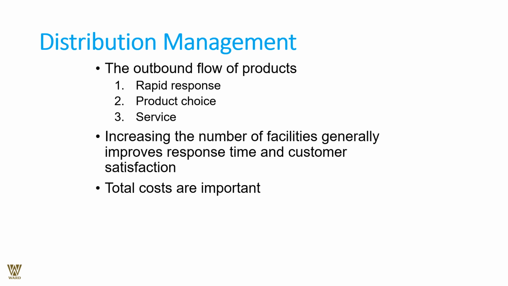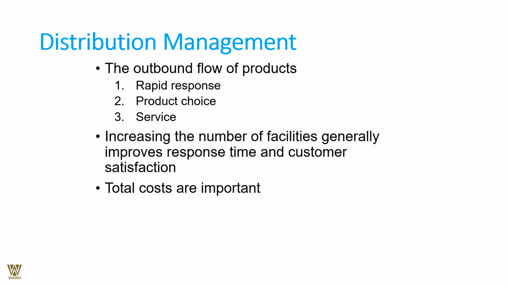let us look into distribution management now. The outbound flow of products is all about rapid response, product choice, and services. What is the rapid response that we talk about? It can be communicated over phone, or intimated via email before the product actually arrives. We are talking about payables or wire transfers, and it can all be done in a legal fashion. If we have a waybill, people will know in advance what has been transported.